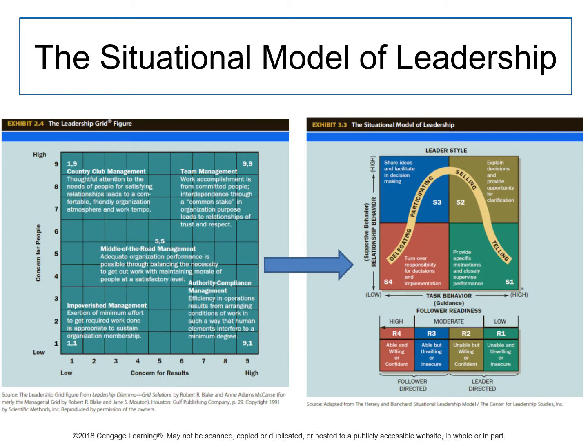So the 4 styles that this model talks about are telling, selling, participating, and delegating. So the telling style is a directive approach that reflects a high concern for tasks and a low concern for people and relationships. The selling style is based on a high concern for both relationships and tasks. The participating style is characterized by high relationship and low task behavior. And then the delegating style reflects a low concern for both tasks and relationships.